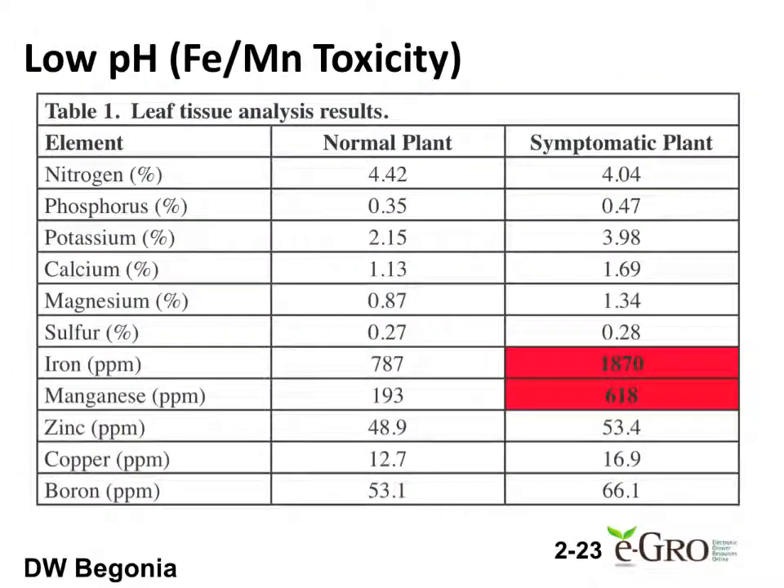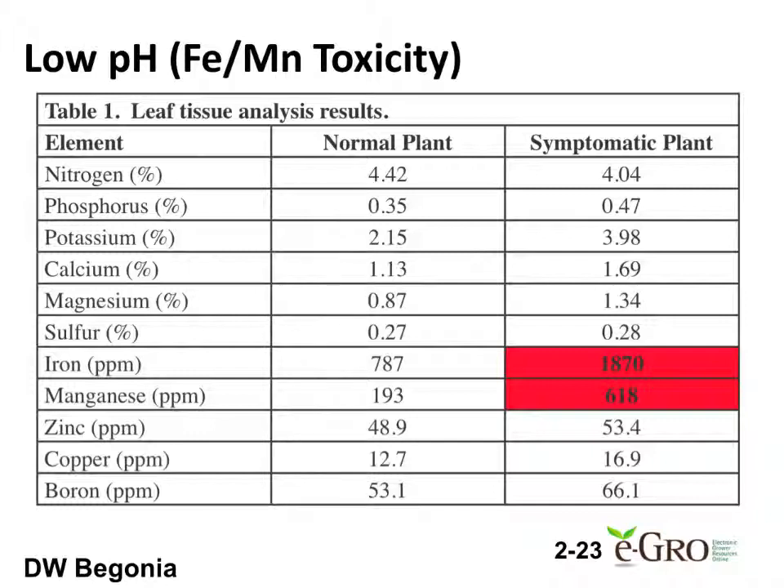To do a further follow-up to make sure that we confirm the diagnosis, we did a tissue sample of a good plant versus one with symptoms. And you can see there highlighted with iron and manganese that in the symptomatic plant, iron was at least 2 times higher and manganese was 3 times higher. So you're seeing that accumulation of those micronutrients in that tissue, and that's what's causing the problem.